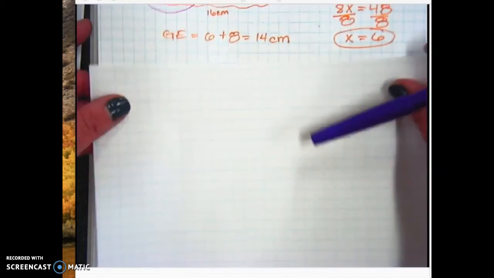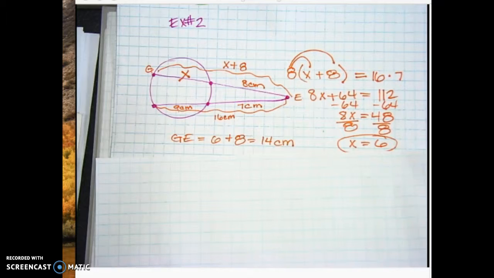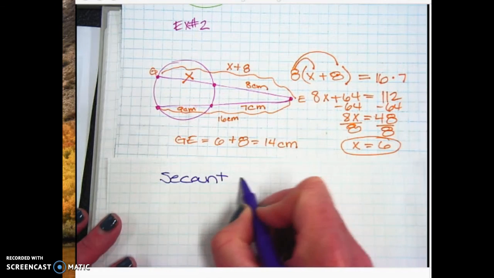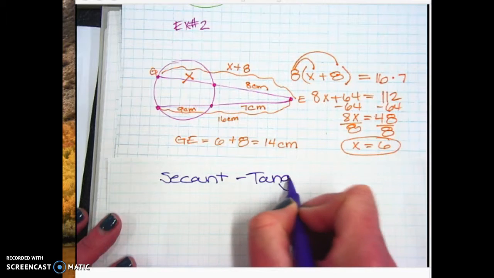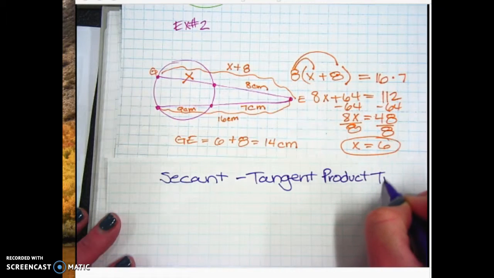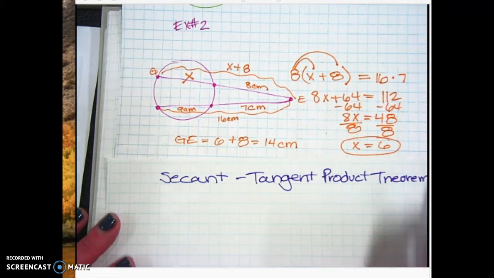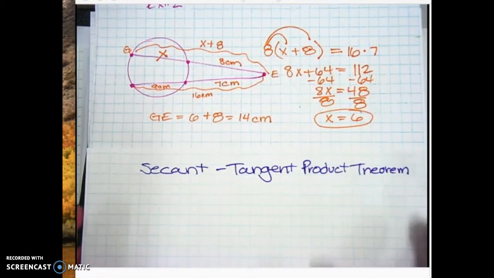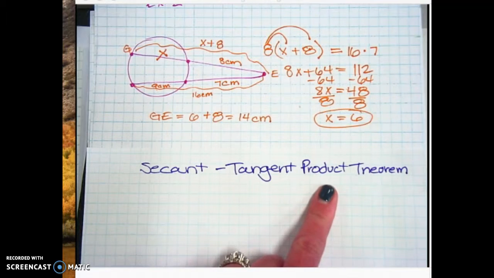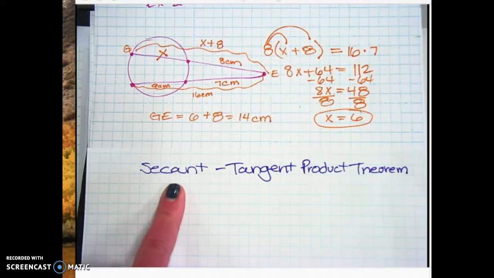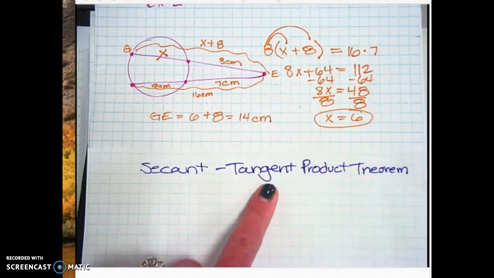Well, let me move this up. The last theorem, or the third theorem, is called the secant tangent product theorem. So the secant tangent product theorem. Product means we're going to multiply again, so that's nice. But now we have two different kinds of segments. One's a secant, which we just saw in the last theorem, and the other one's a tangent.